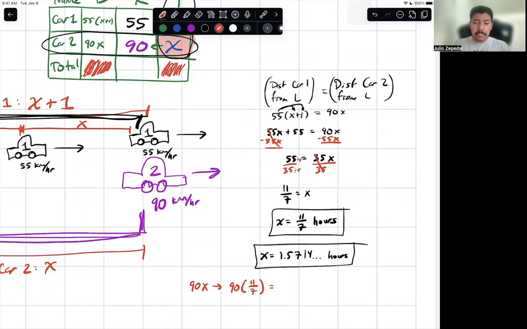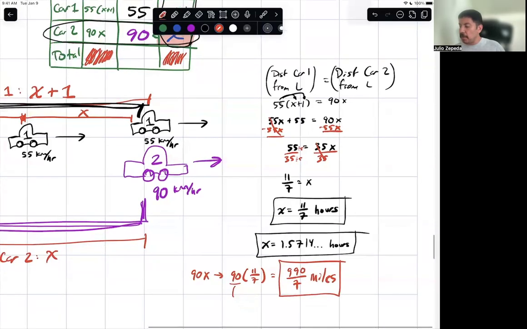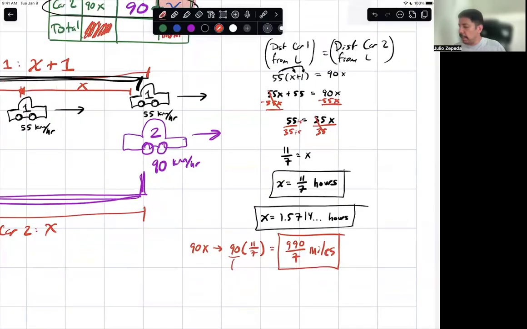Is 90 divisible by 7? No, it isn't. So we can just multiply 90 over 1 times 11 over 7. That is 990 over 7. And this would be in miles. Now, I don't know what that is as a decimal. I can't divide that in my head. But this is the distance for car 2.